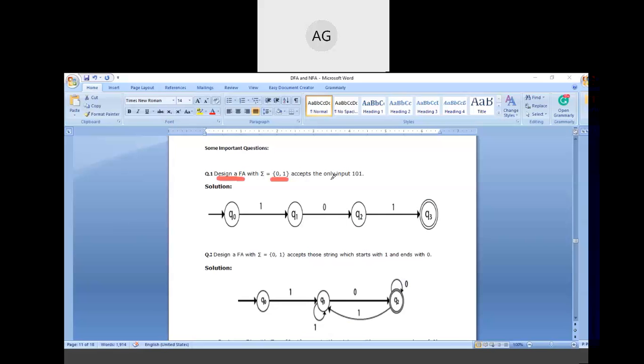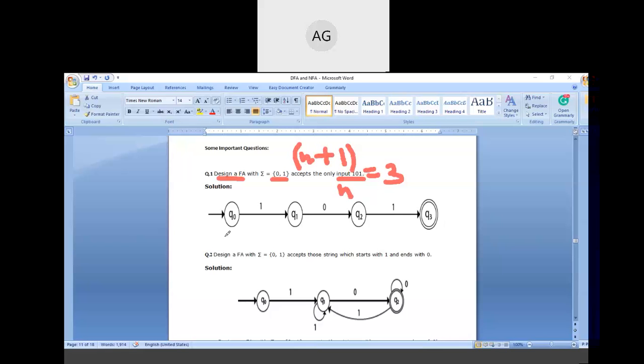It accepts only the input 101. As you know, the string length of 101 is 3. If your input length is n, then the number of states will be n plus 1. Just remember it. Here the input length is 3, which is 101.